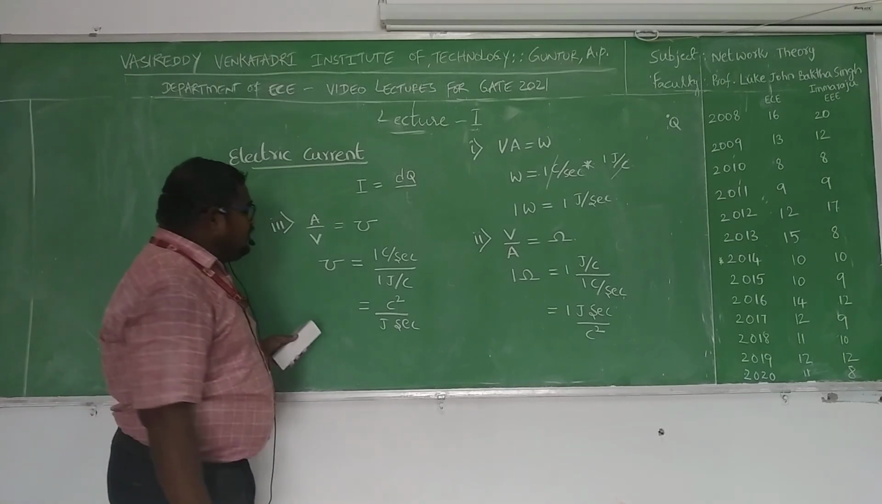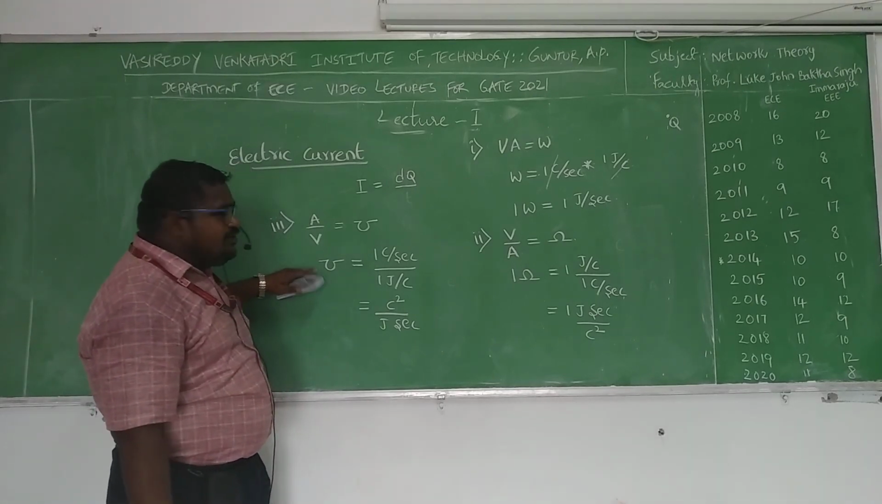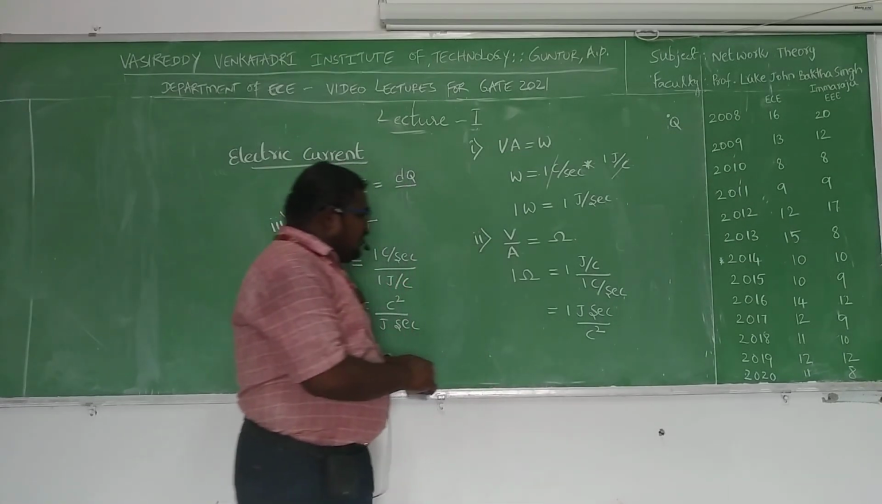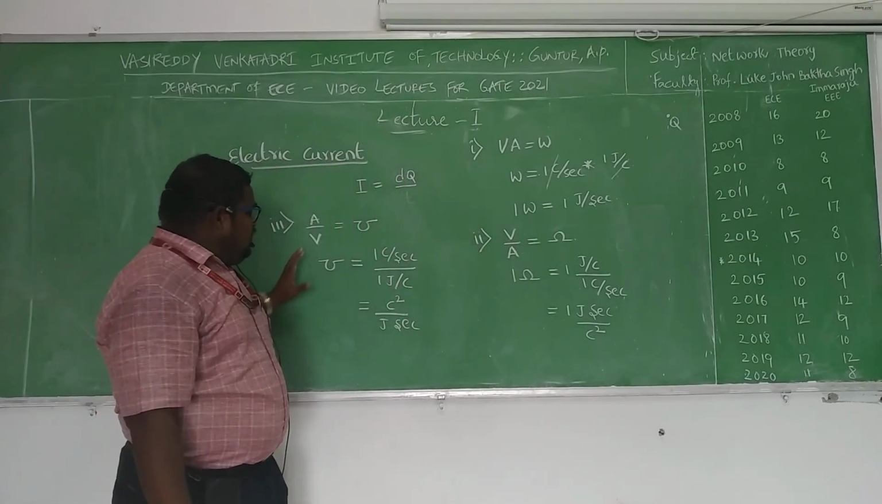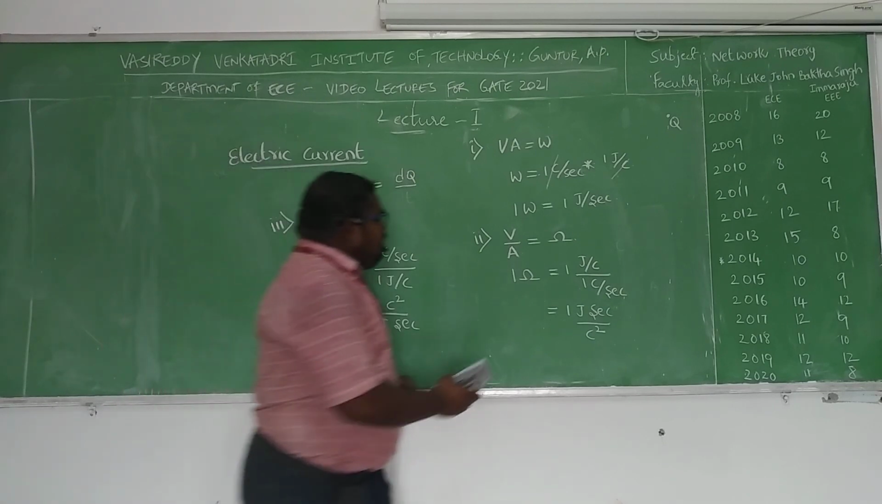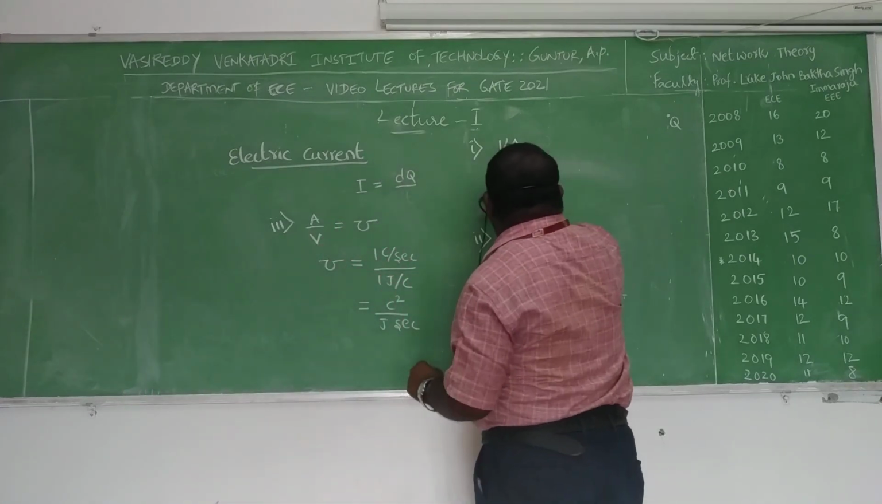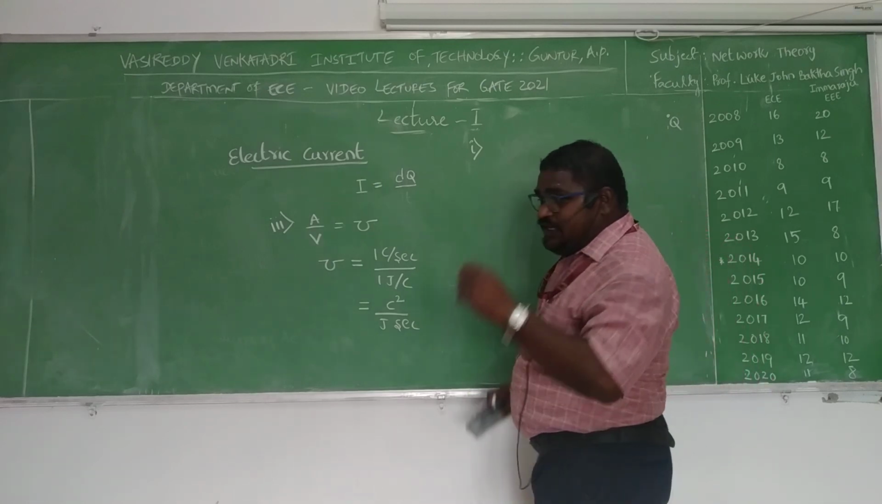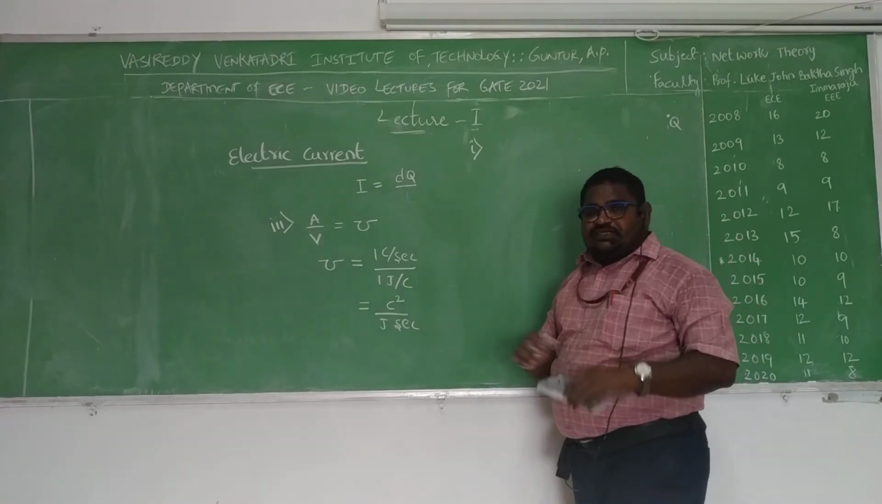Coulomb square per joule second. This is regarding the mho. And we have one more equation. I hope all of you have taken these values. One more equation, what is that? For inductance and capacitor, that is the time constant.